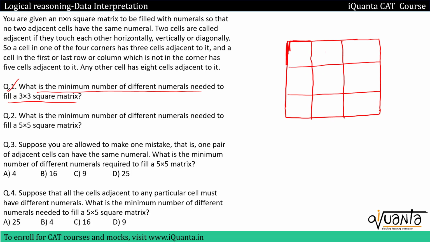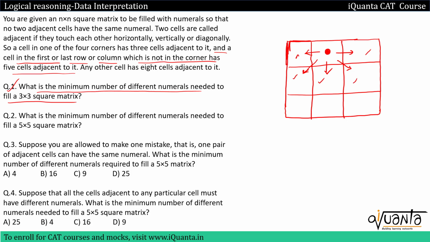Then after that, a cell in the first or last row or column which is not in the corner has 5 cells adjacent to it. So not corner but in first or last row or column. So if I pick up this particular cell over here, it should have 5 cells adjacent to it. So this is one adjacent to it, this is one adjacent to it, these are diagonally touching it, and this is vertically touching it. So yes, we have 5 cells, 1 2 3 4 5 cells adjacent to this.